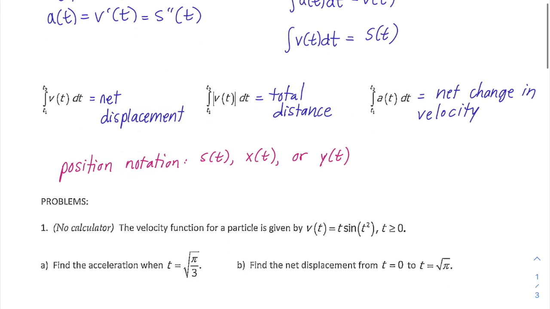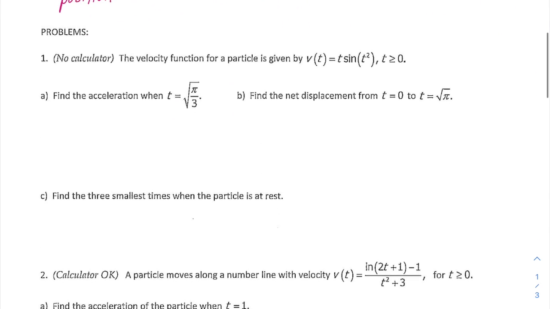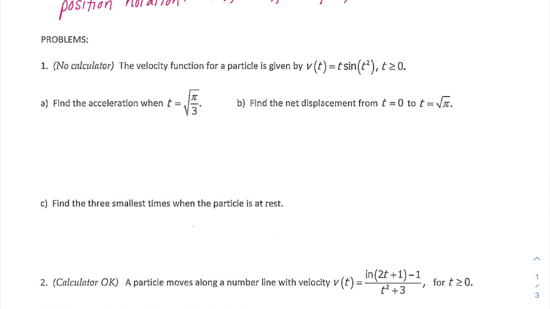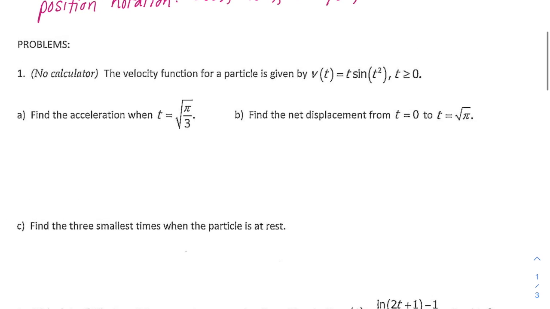Okay, our first example here, this one specifies no calculator, but again, you're able to use your calculator on this year's AP test. So the velocity of a particle is given by v of t equals t sine t squared for t greater than or equal to 0. The first question is we want to find the acceleration when t equals radical pi over 3.